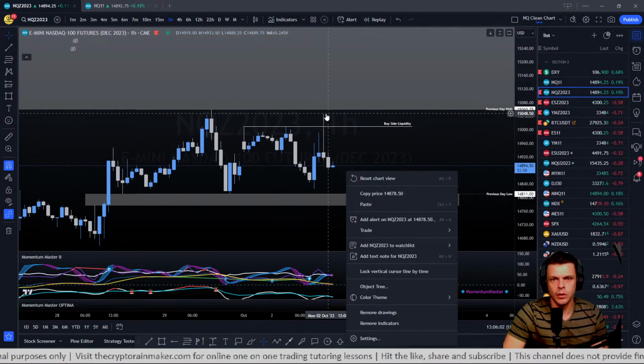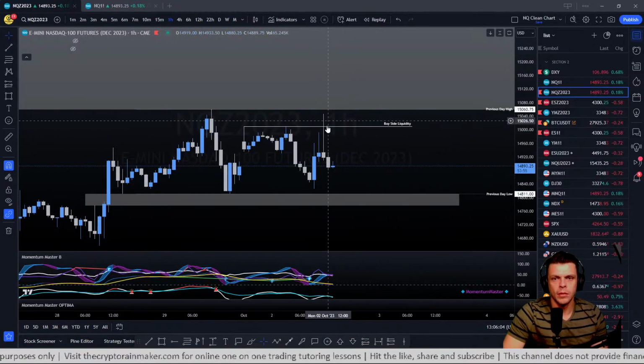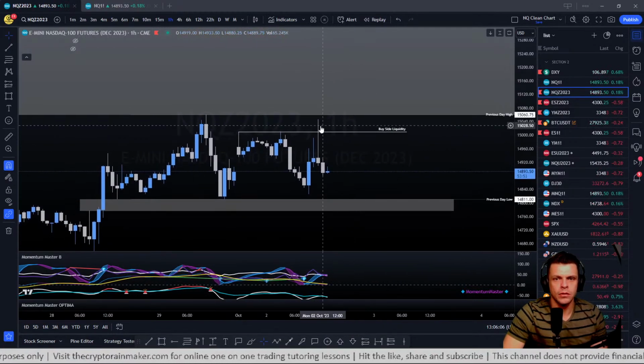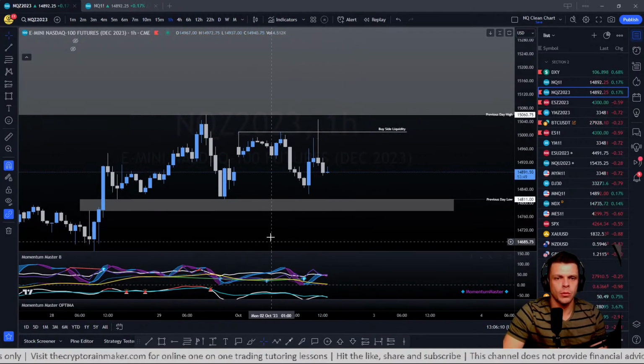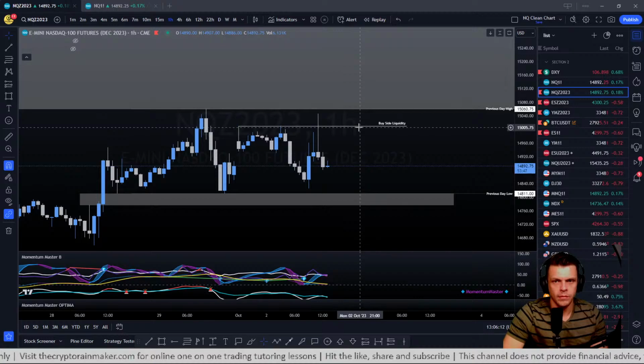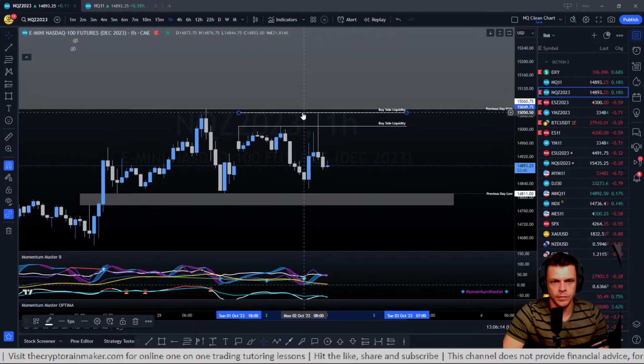Okay, so liquidity purge got a strong reaction to the downside. So see, we couldn't displace above these highs. So that's an indication that it was a liquidity raid. Copy this line.